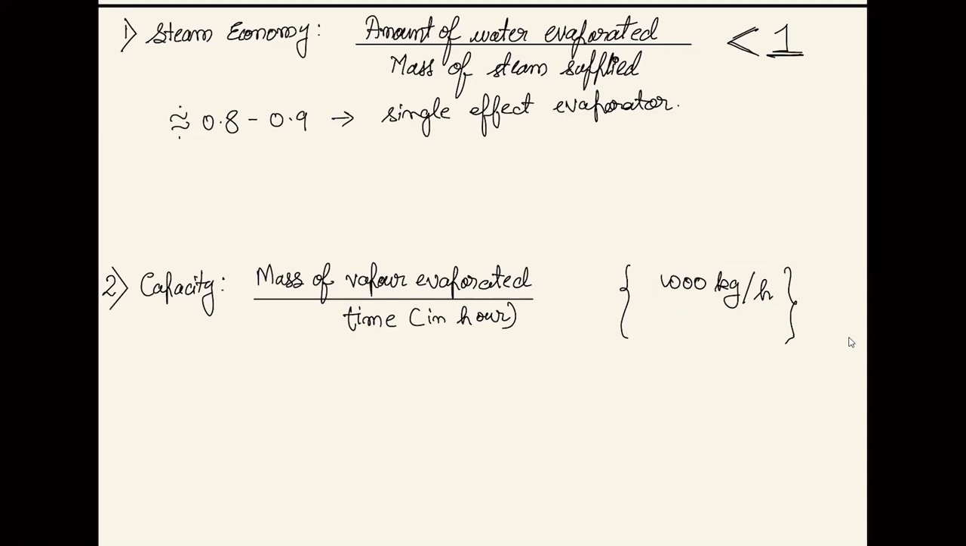Alright, and then this shows its capacity. Then they ask for its economy, like to evaporate 1000 kgs of water, how much kg of steam will it require? So they will say what is its economy, 0.8, meaning then 1000 over 0.8 would be the amount of steam that it would be taking.